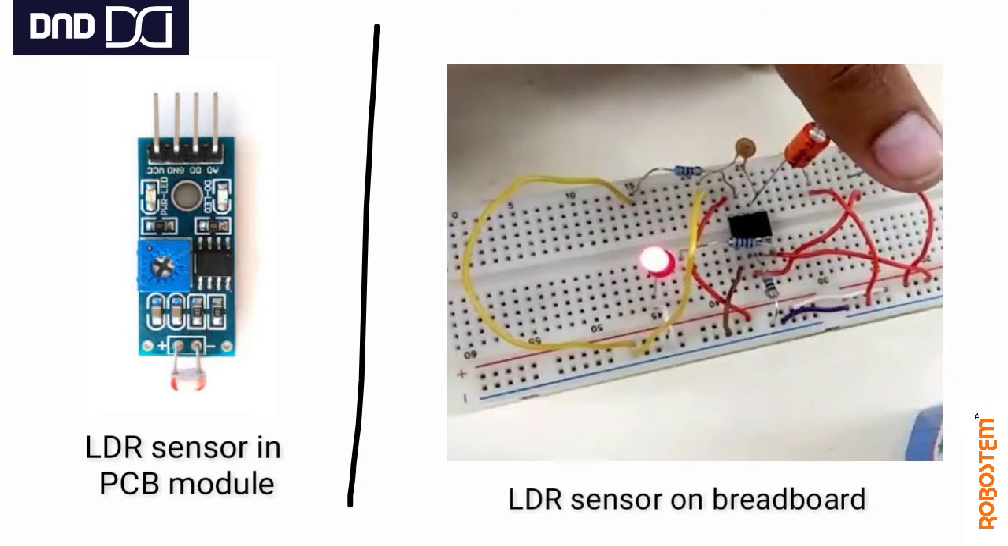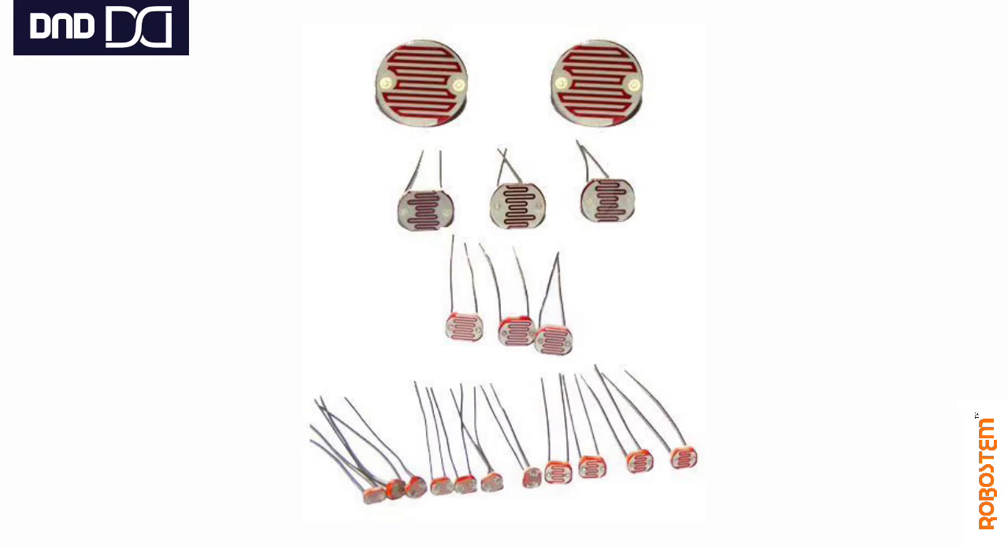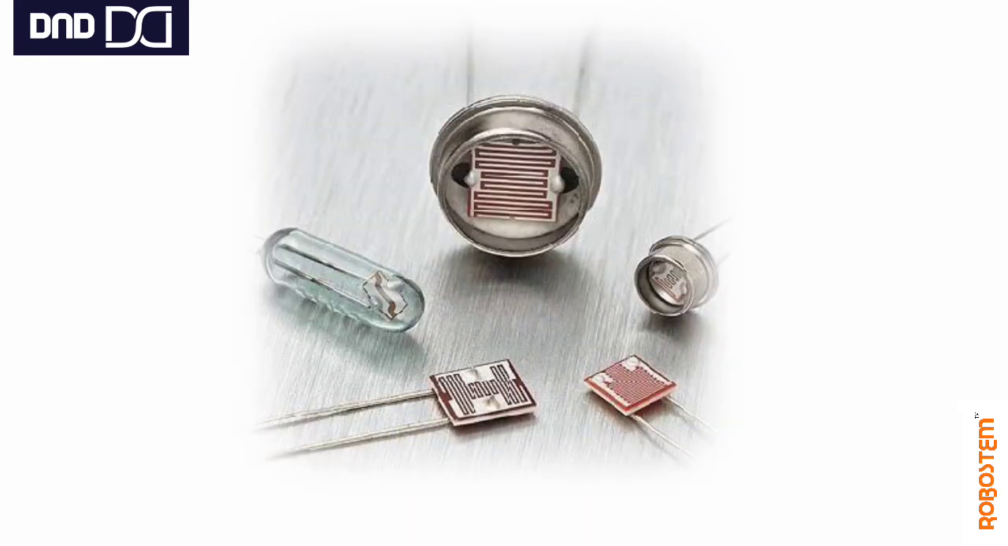You can see the same LDR sensor on the PCB board as well as on the breadboard. The breadboard circuit is quite complicated when you are using many sensors in a project. So it's always better to use the LDR sensor with the PCB, which is very compact and easy to use. The LDR sensor comes in different sizes. It can vary from 5 mm diameter to 11 mm diameter and in different formats.